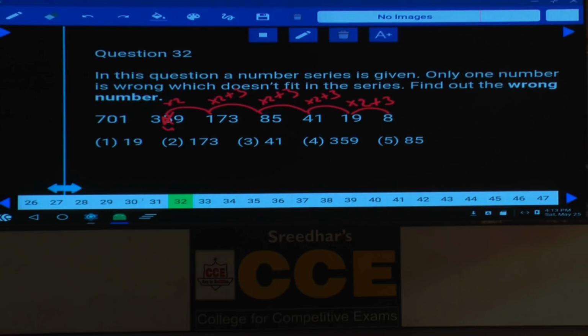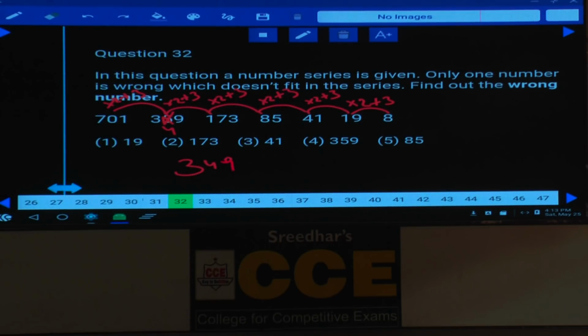Here it is given as 359. Now again this is into 2 plus 3. 349 into 2 is how much? 698 plus 3, 701. Does it fit or not? Into 2. So what is the wrong number here? 359 is the wrong number and the correct number is 349.